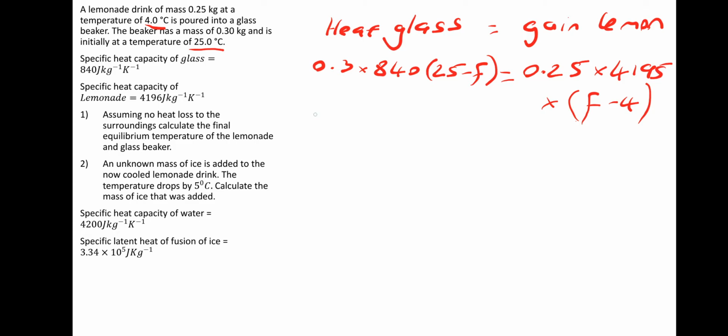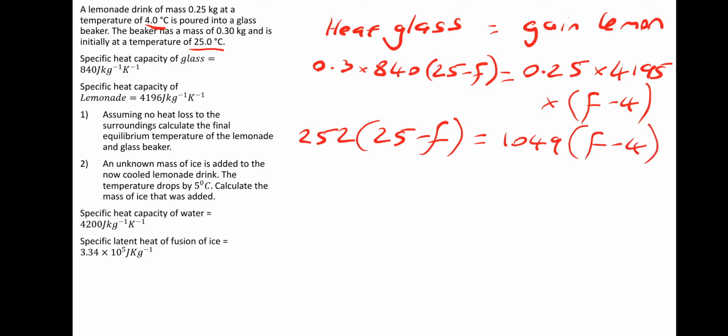And let's just do some maths. If you understand now where you can go from this just to find F, then feel free to pause and finish this question off. So 0.3 times 840 is 252. And then it's 25 minus F. And then 0.25 times 4,195, which is 1,049. And then it's F minus 4.